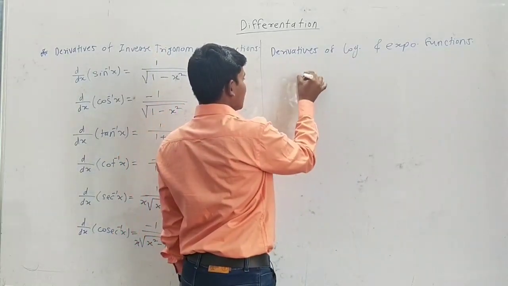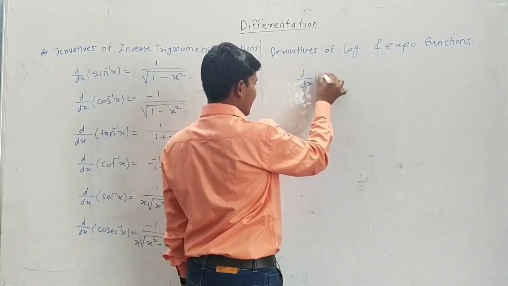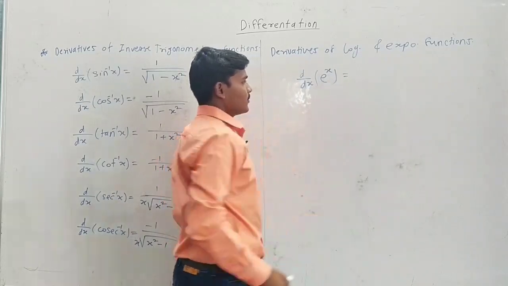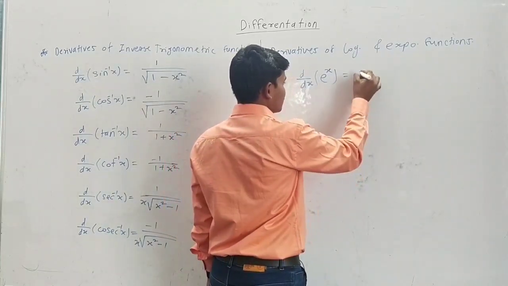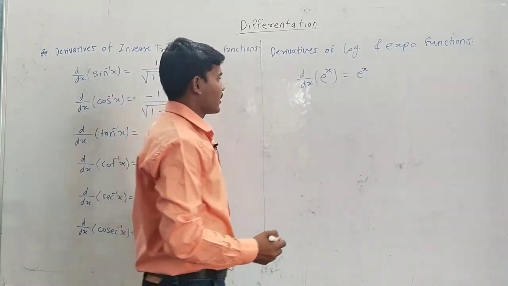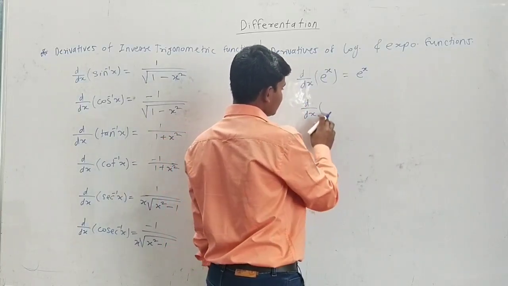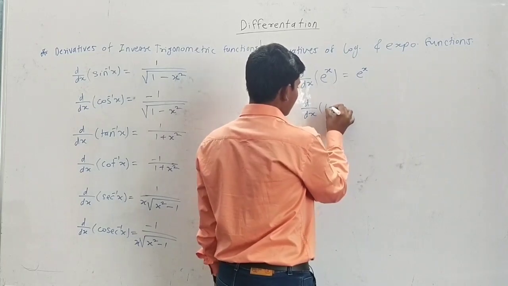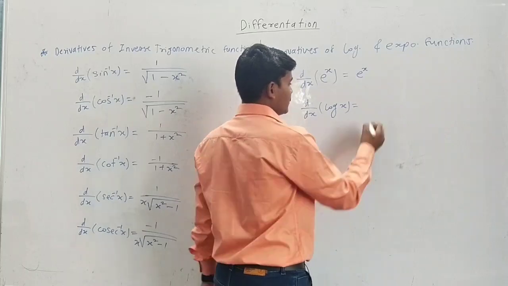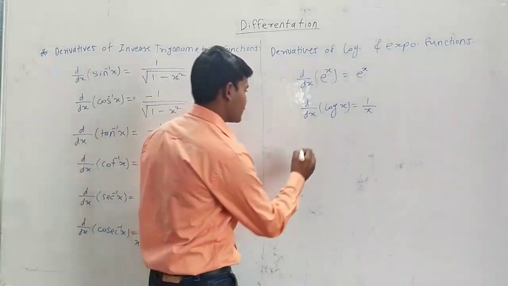So first of all, dy dx of the exponential, that is e raised to x, is always the same as that, e raised to x, and the derivative of log x is 1 by x.